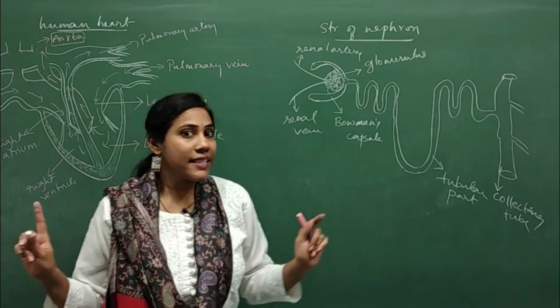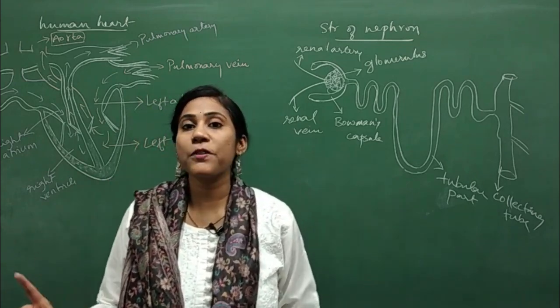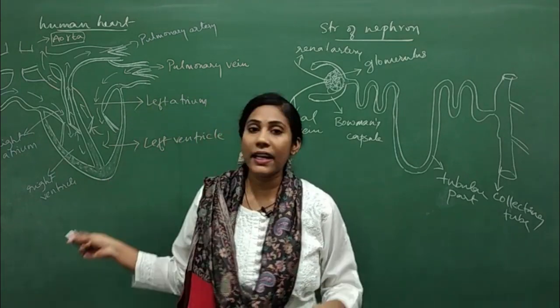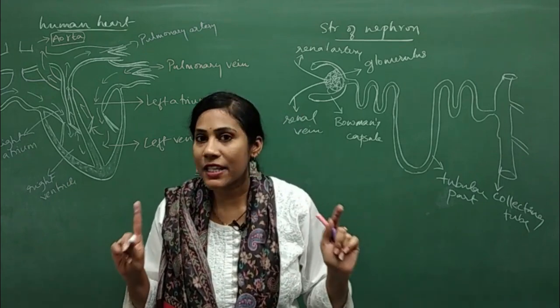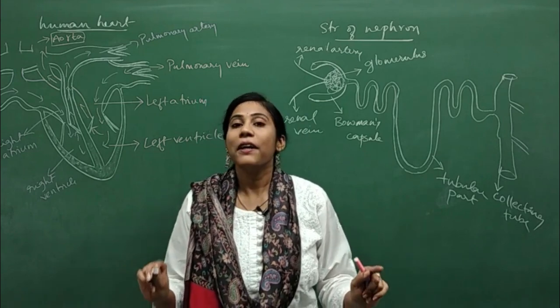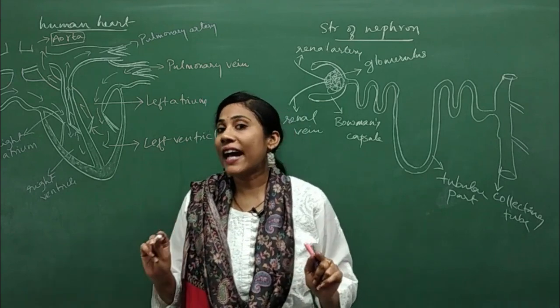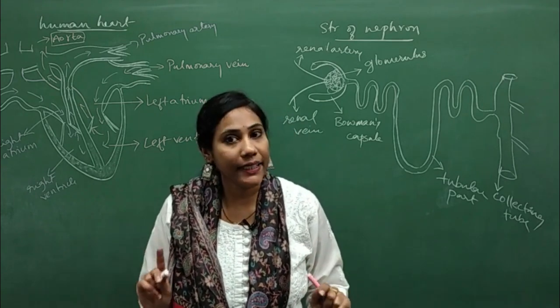Clear? So these are the two important diagrams from life processes. One is the human heart, the other one is nephron. So compulsorily one diagram can be asked from these two. Clear? And now we will go for the diagrams of the control and coordination chapter.